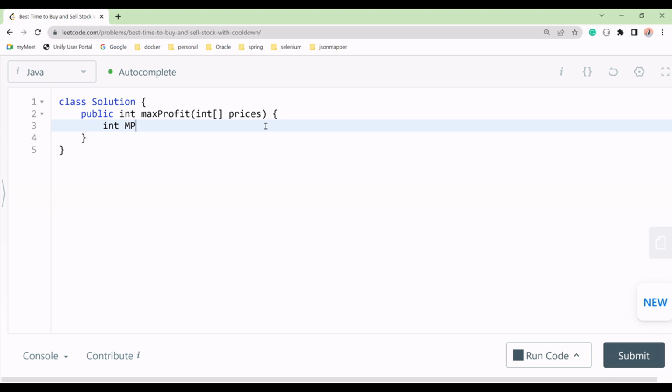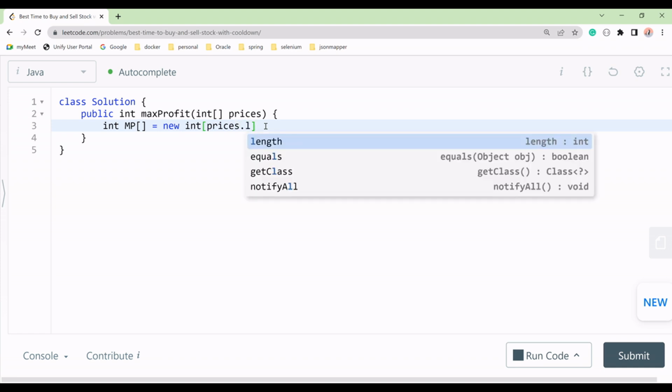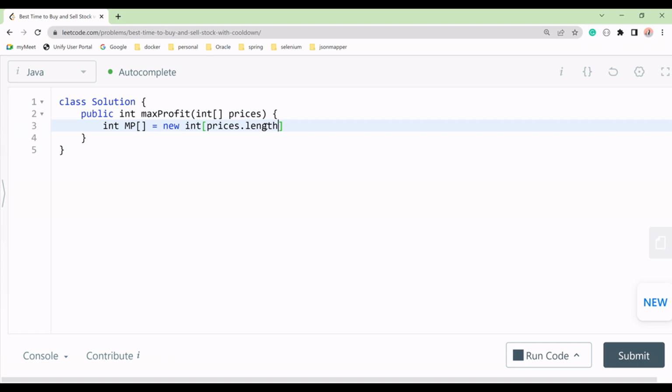And MP is nothing but an array, correct? So what we have to do is take MP as an array, with the same length as the price array, which is already given, so we'll take that as the length, and we'll add 2 more. We'll discuss it, don't worry. So we have taken MP, correct?